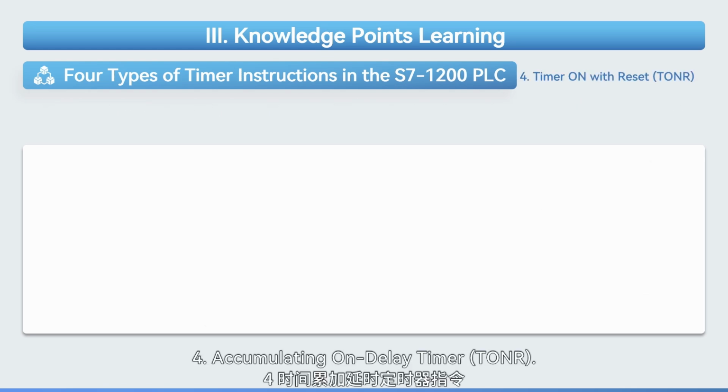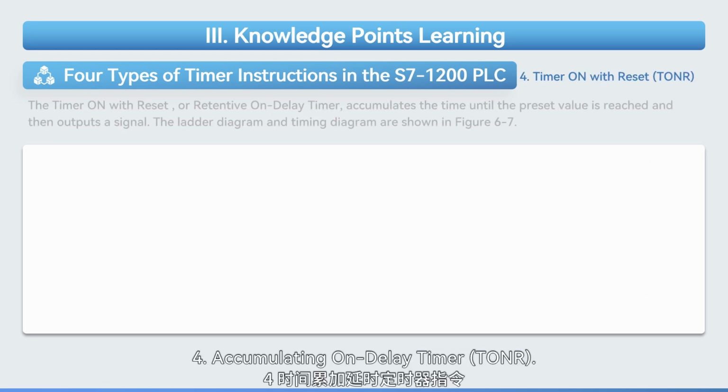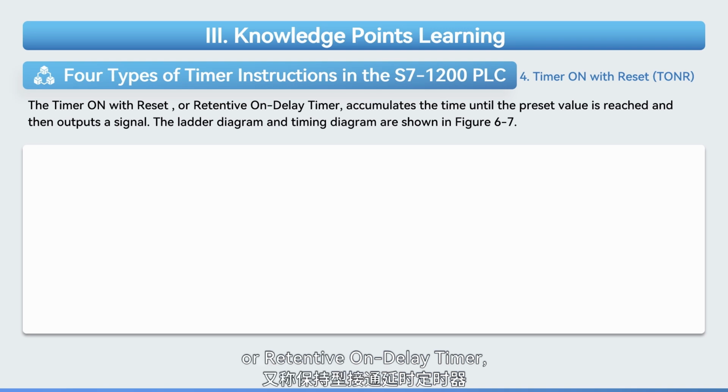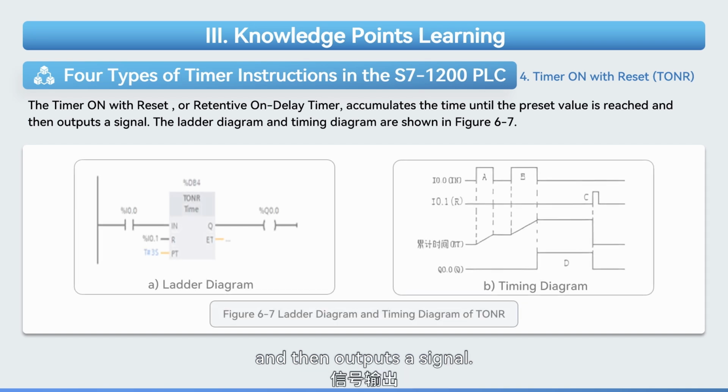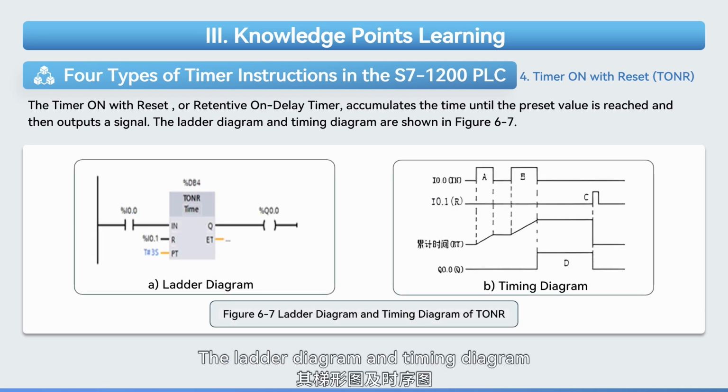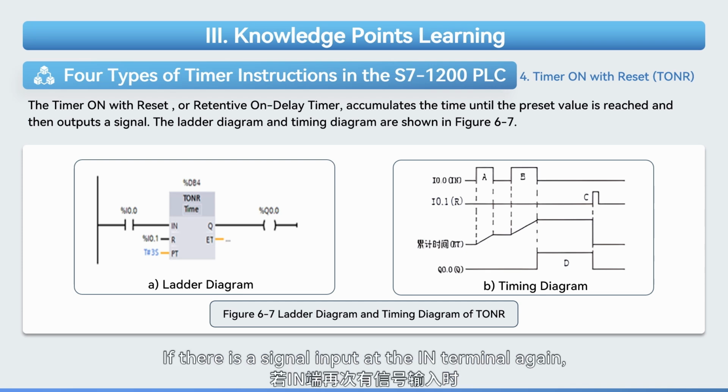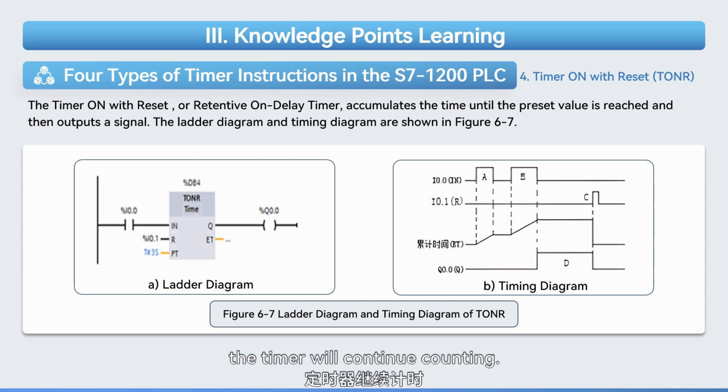4. Accumulating on-delay timer, TONR. The accumulating on-delay timer, or retentive on-delay timer, accumulates the time until the preset value is reached and then outputs a signal. The ladder diagram and timing diagram are shown below. From the timing diagram, we can see that when there is a signal input at the IN terminal, the timer begins counting. When the IN terminal signal disconnects, the timer stops counting and retains the current elapsed time. If there is a signal input at the IN terminal again, the timer will continue counting.